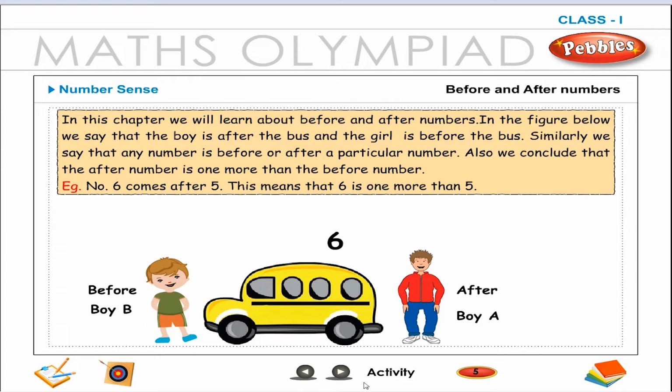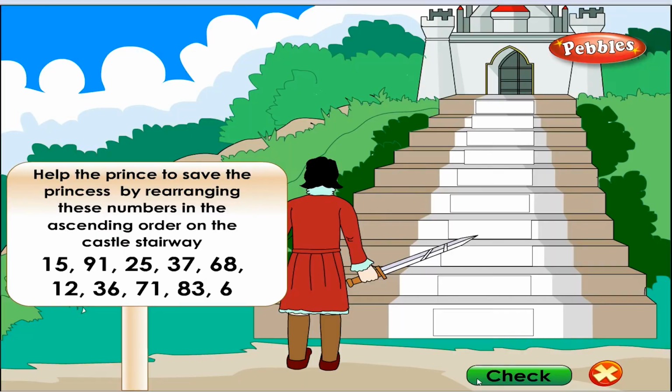Example, number 6 comes after number 5. This means that 6 is 1 more than 5. Help the prince to save the princess by rearranging these numbers in the ascending order on the castle stairway.